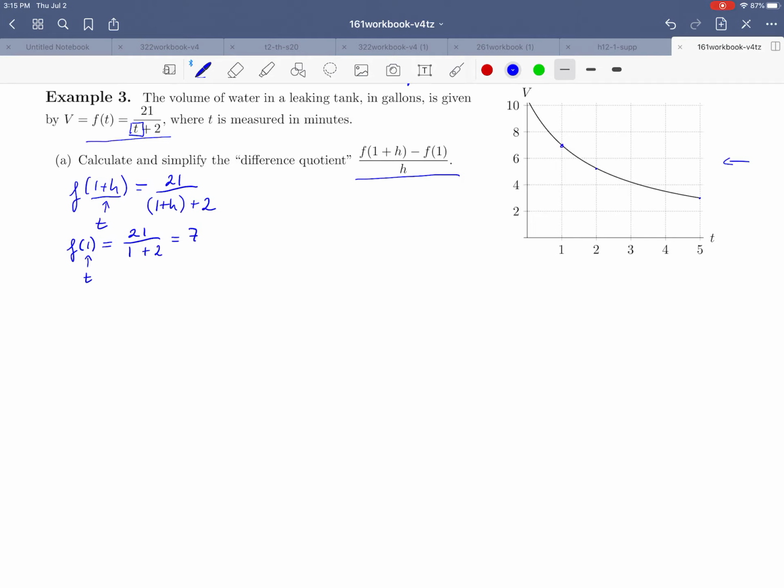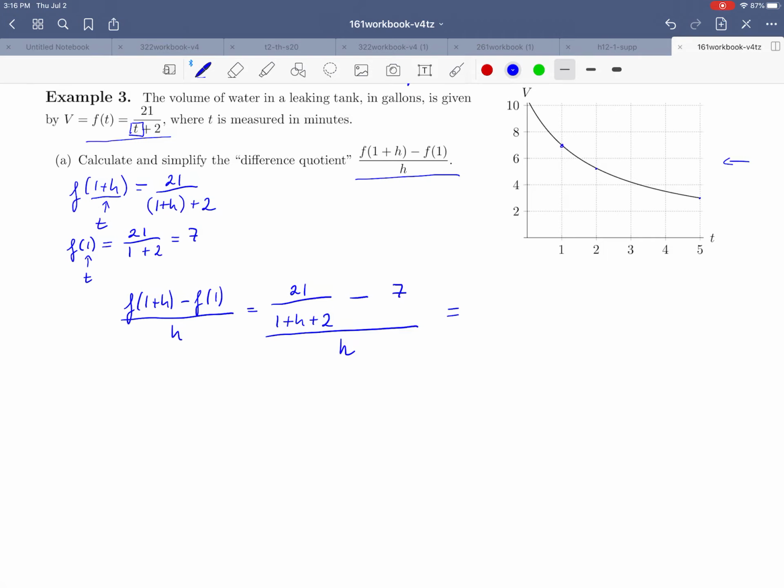Now I can put together my difference quotient. So f of 1 plus h minus f of 1 divided by h becomes 21 divided by 1 plus h plus 2 minus f of 1, and that we already simplified to be 7, and then all of that is divided by h. This looks pretty nasty, but I can simplify this a little bit further.